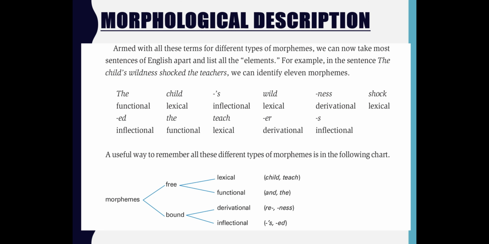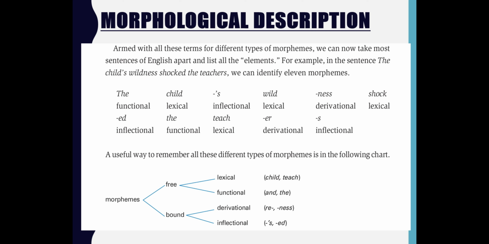The is a free functional morpheme. Child is a free lexical morpheme. Apostrophe S, it's a bound inflectional morpheme. Child's apostrophe S, the possessive S, it's a bound inflectional morpheme indicating a grammatical status, indicating possessiveness. It's still a noun, it hasn't changed, okay?